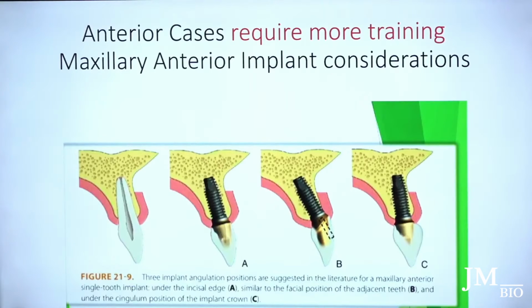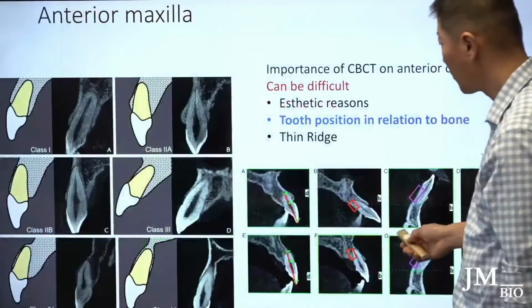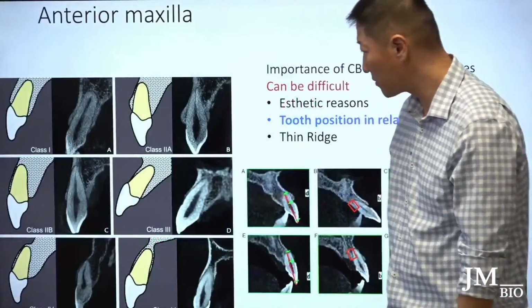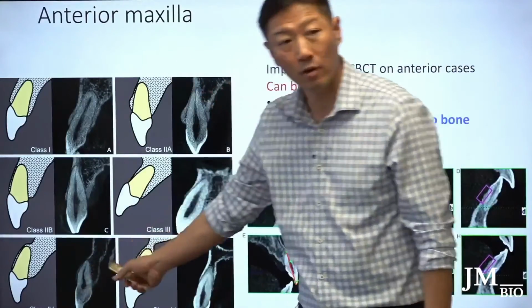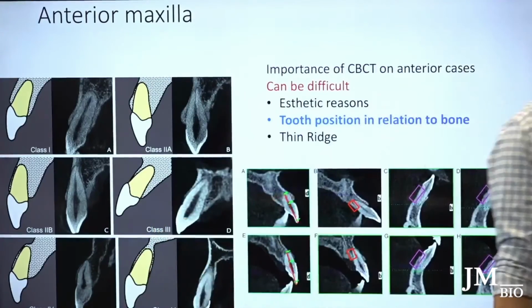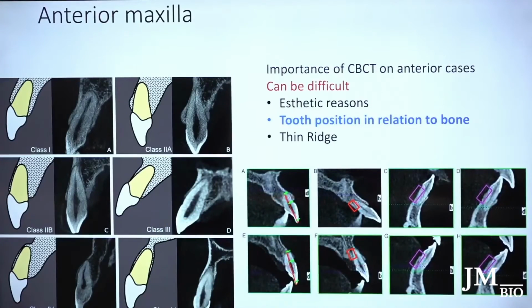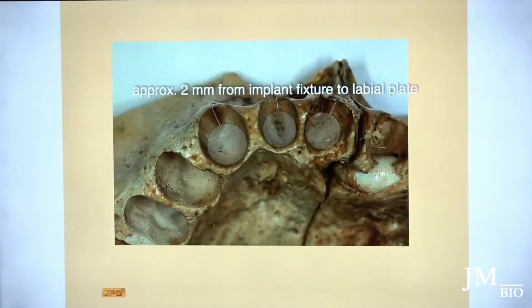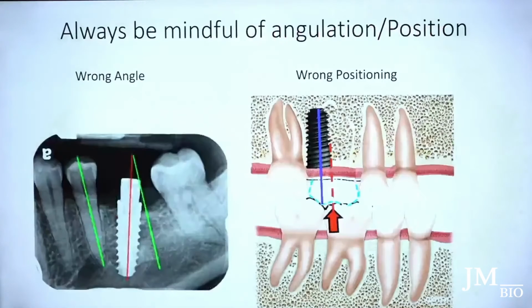But when you don't have bone like this, or something where it's like this, you have to be more cognizant of how the angulation is going to go, then it becomes more challenging. It's not as easy. So it's more difficult when those cases arise. And always be mindful of your angulation.